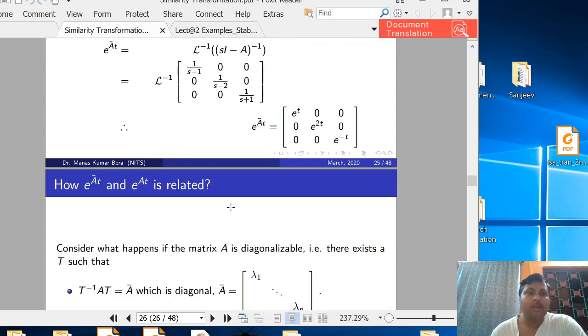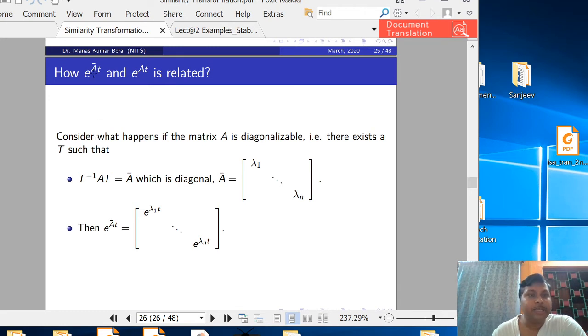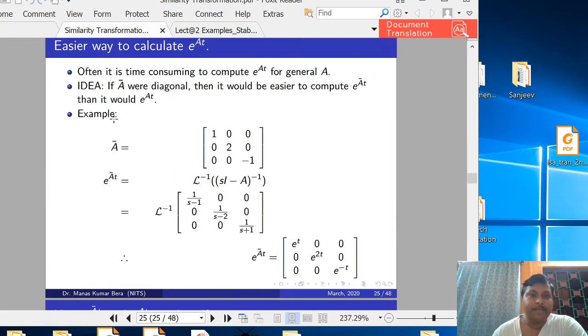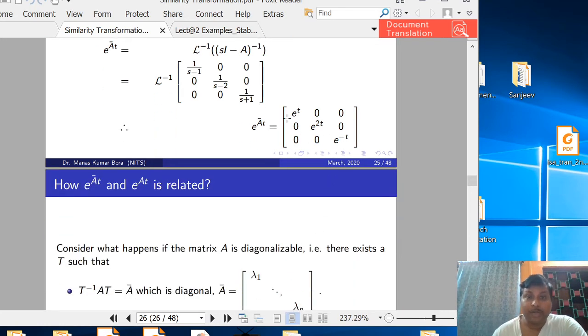What we are going to discuss in this slide is how e to the power A bar t and e to the power At are related. Remember that A bar is the diagonalized system, not the original system, and for that e to the power A bar t is easy to calculate. But how are e to the power A bar t and e to the power At related for the original system?